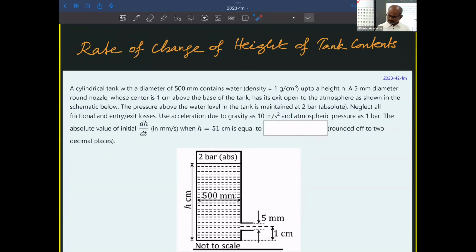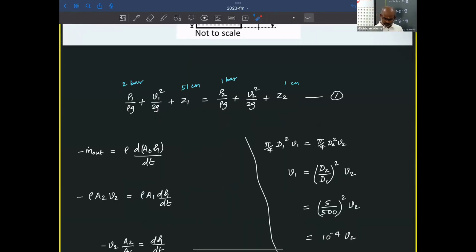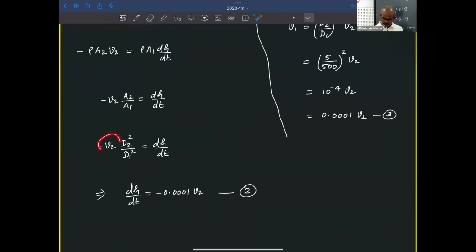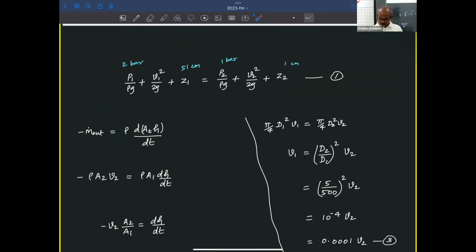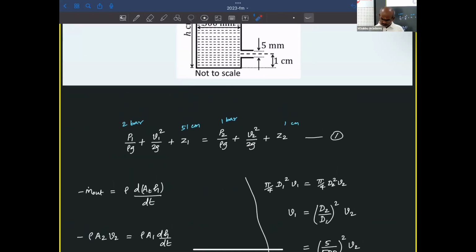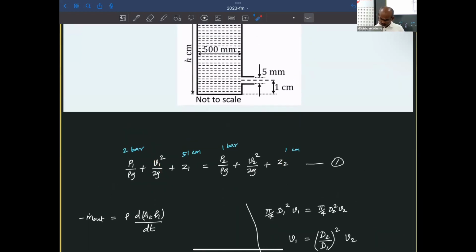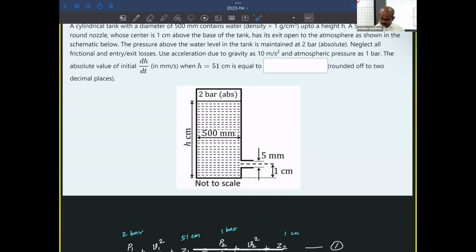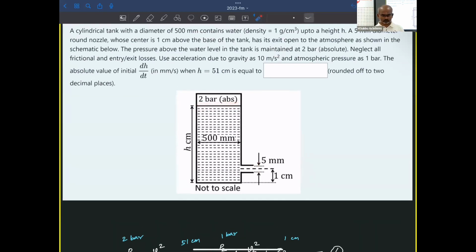Of course, nothing great. We need to write the Bernoulli equation and the mass balance equation. The mass balance equation is in terms of velocity, and the velocity has to be obtained from Bernoulli. Here there are two velocity terms. With reference to this opening, the velocity in the tank, or velocity of fluid at point 1, is negligible, or is 0. You can take it as 0.